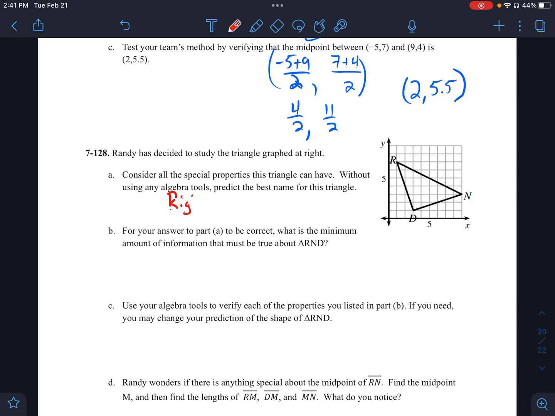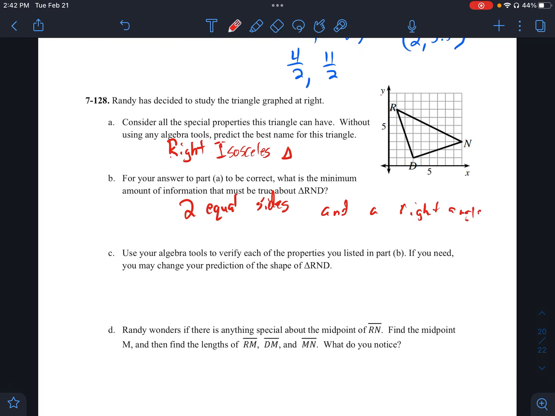I think this looks like a right isosceles triangle. Okay, so to prove that, we need to have 2 equal sides and a right angle. Okay, so use your algebra tools to verify these.